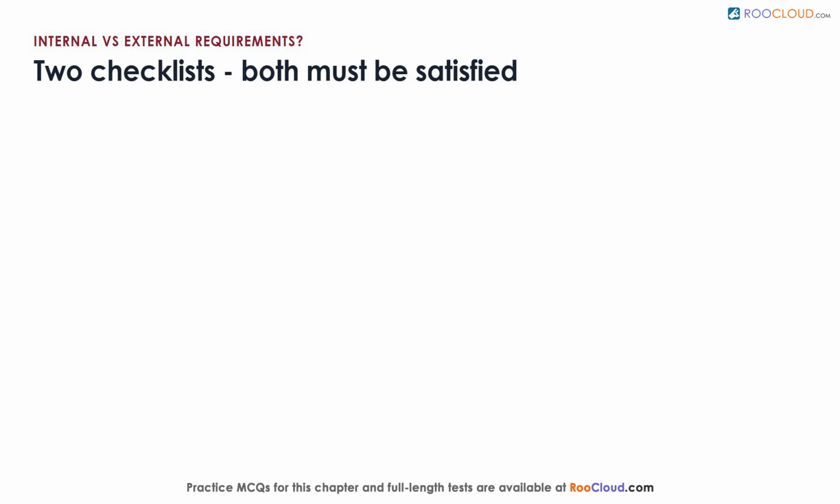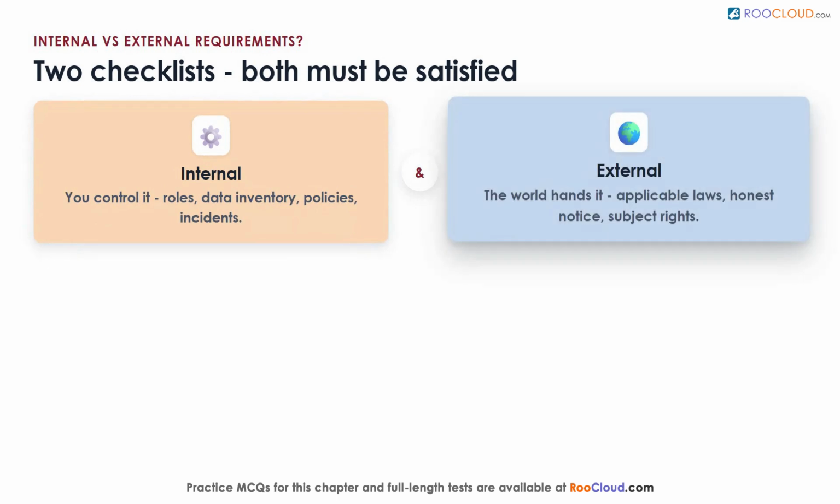Where do the requirements come from? They split into two groups, internal and external. Internal requirements are the things you control yourself: assigning roles, inventorying data, writing policies, managing incidents. External requirements come from the outside world, identifying the laws and contracts that apply to you, posting an honest privacy notice and honouring data subject rights. Think of it as two checklists, one you build and one the world hands you. Both have to be satisfied.